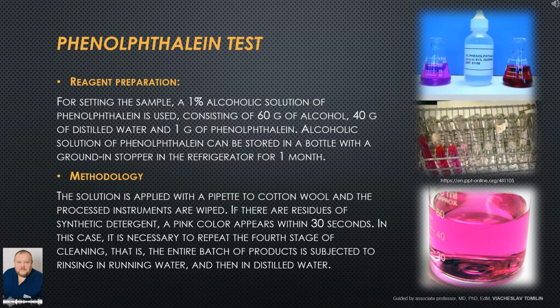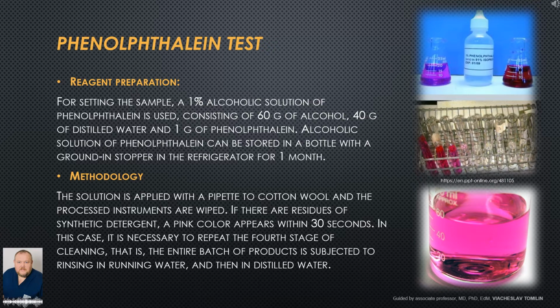Phenolphthalein test. Reagent preparation. For setting the sample, a 1% alcoholic solution of phenolphthalein is used, consisting of 60 grams of alcohol, 40 grams of distilled water and 1 gram of phenolphthalein. The alcoholic solution of phenolphthalein can be stored in a bottle with a ground-in stopper in the refrigerator for 1 month.